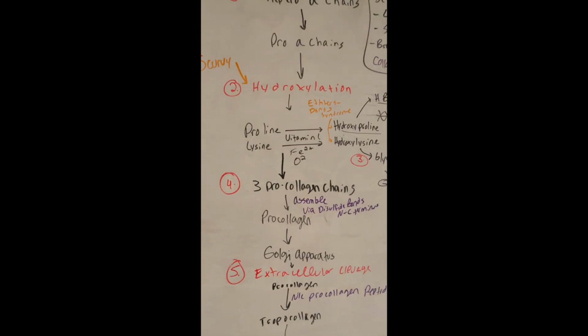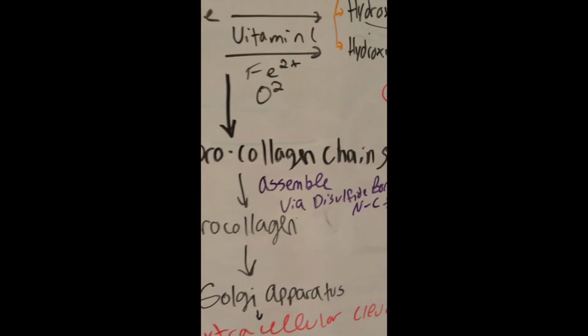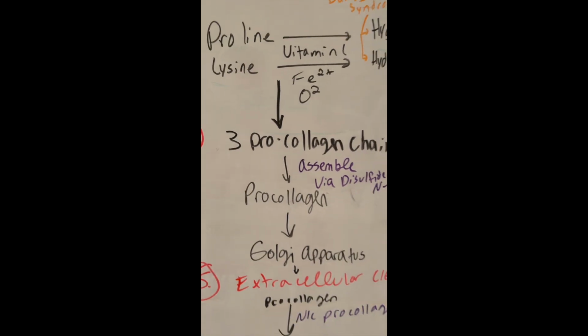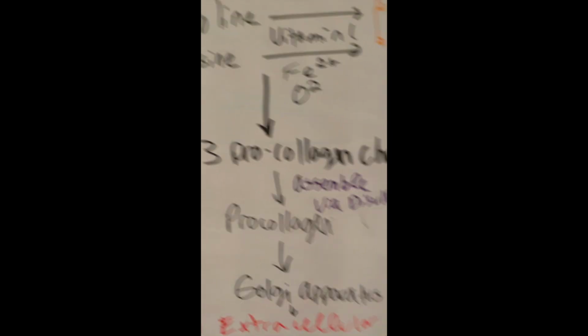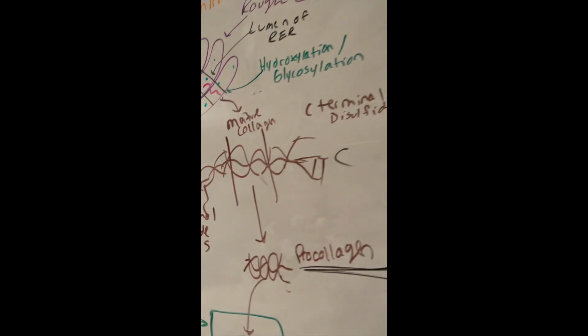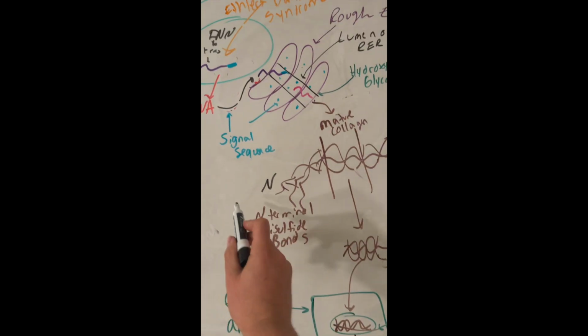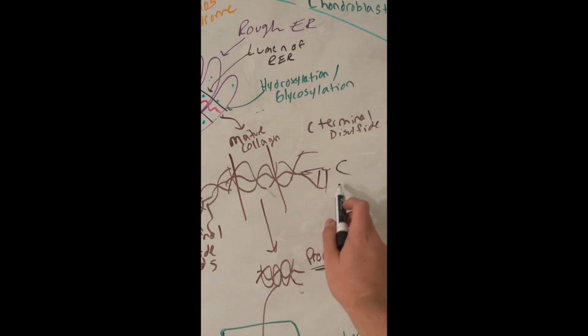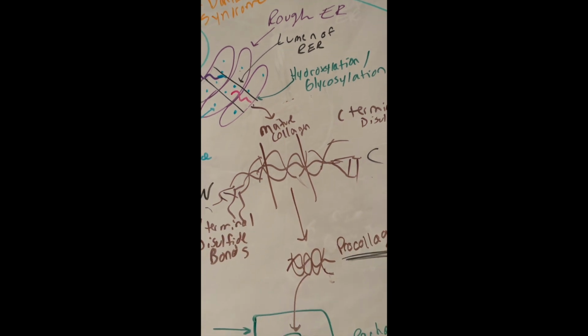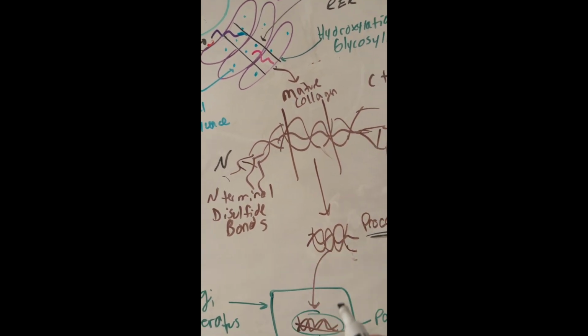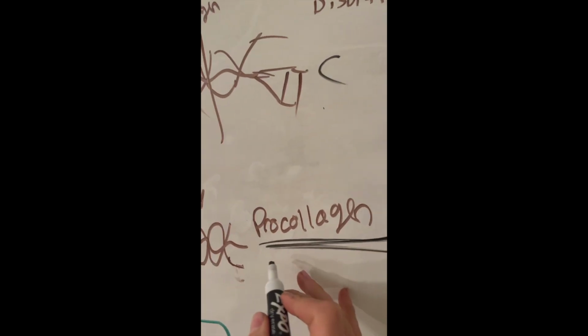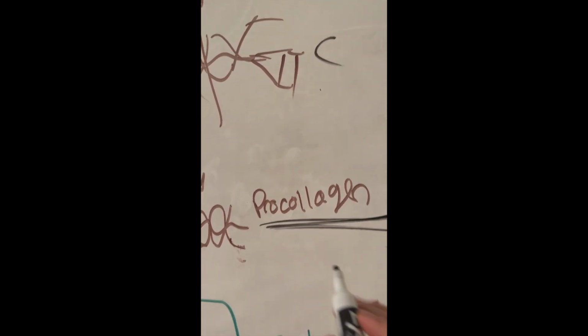Now, after that, we have pro-collagen chains, right? The formation of pro-collagen. What is this? This is the assembly of disulfide bonds. So remember, we have disulfide bonds on the N and C terminus. So the N and C terminus are going to form using disulfide bonds, and we're going to form what? Pro-collagen. That's how pro-collagen is formed.